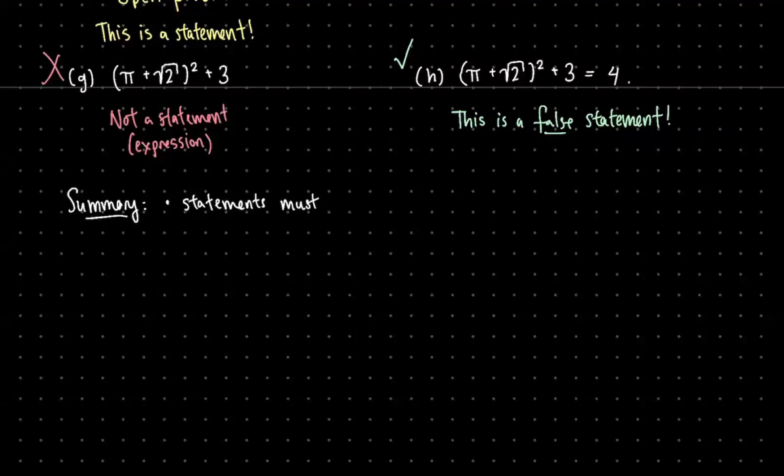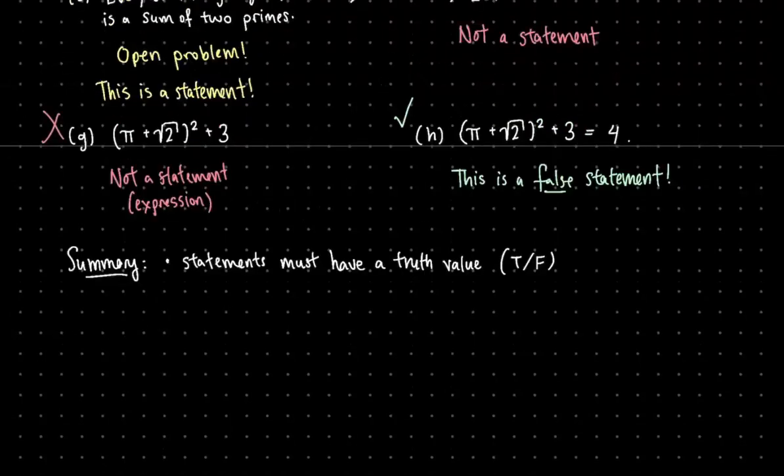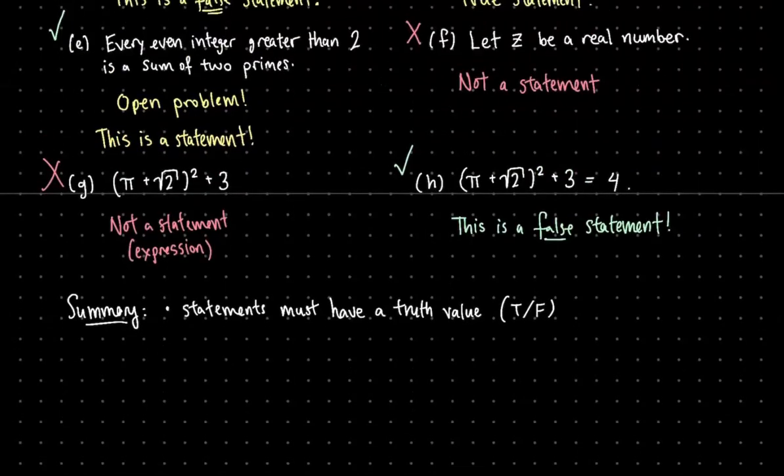Or let me say it like this, a statement must have a truth value, true or false. And it doesn't matter if you don't know the truth value. If it has a truth value out there somewhere, even if you don't know it, some alien could know it, that still counts as a statement. It would just be a conjecture. Like this one, actually, I should have written that down. This is called Goldbach's conjecture. You should look it up. A cool problem from number theory.